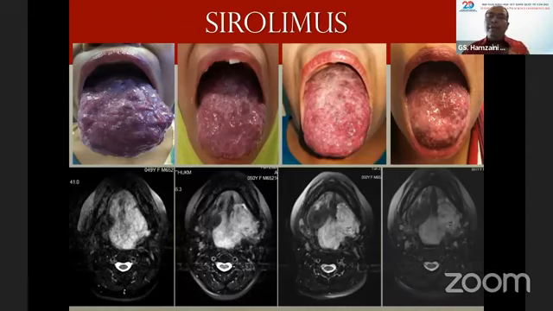So after our discussion in the multidisciplinary vascular malformation group in our hospital, we decided to give sirolimus. This was pre-sirolimus, and this is a follow-up post-sirolimus. Not only is it clinically improved, but imaging-wise it also shows some reduction of the lesion, and the patient was quite happy because he is able to sleep and eat properly, and the husband was very happy.